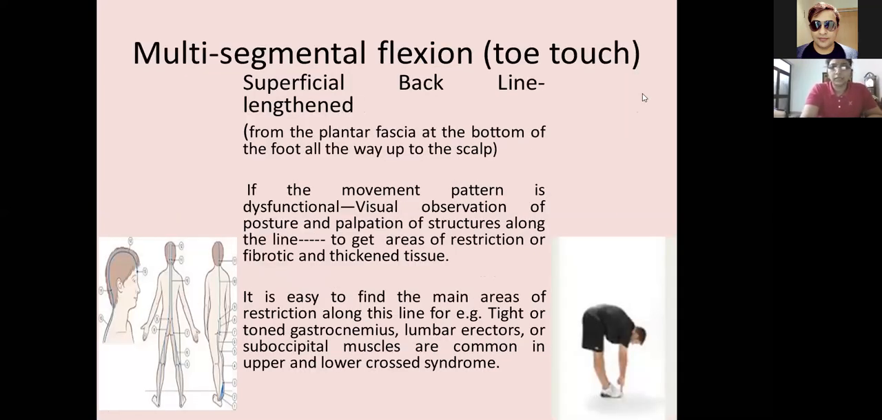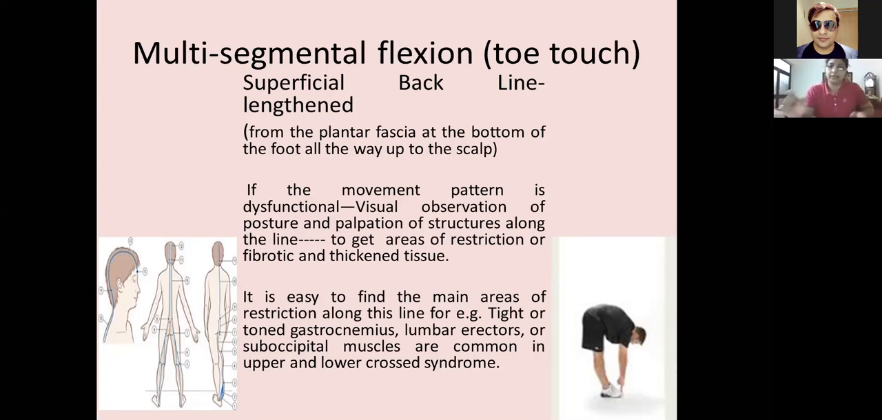So this is multi-segmental flexion. Toe touch. In this, the superficial back line is lengthened, right? From the plantar fascia at the bottom of the foot to the scalp. If the movement pattern is dysfunctional, use visual observation of the posture or palpation of the structure, and palpate where the patient complains of pain. The patient complains while bending forward, I feel pain here. Sometimes patients say, I feel pain at the back of my lower back, or the back of my knee. So where the structure is faulty, or he is not able to complete the movement, where is the fault line? You can easily diagnose in the line where the dysfunction is.